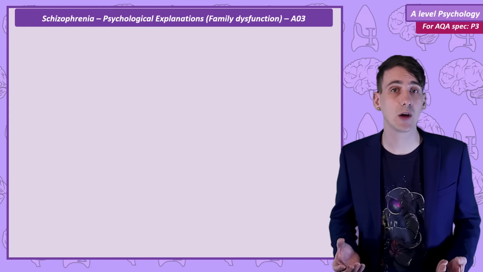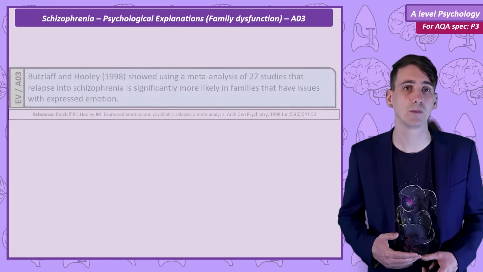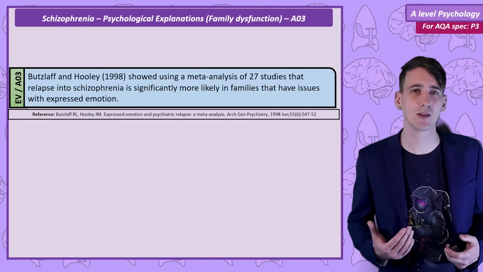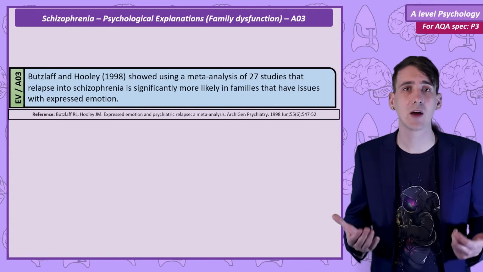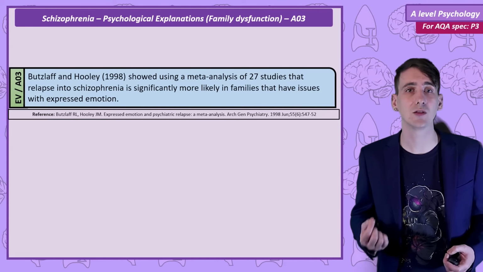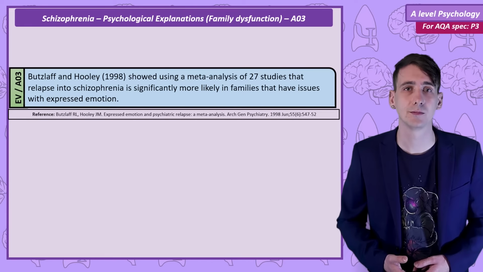And we do have an evaluation supporting the theory that expressed emotion affects people with schizophrenia. Butzlaff and Huey conducted a meta-analysis including 27 studies, and the results indicated that a relapse in the symptoms of schizophrenia was significantly more likely in sufferers who had a family with high levels of expressed emotion.